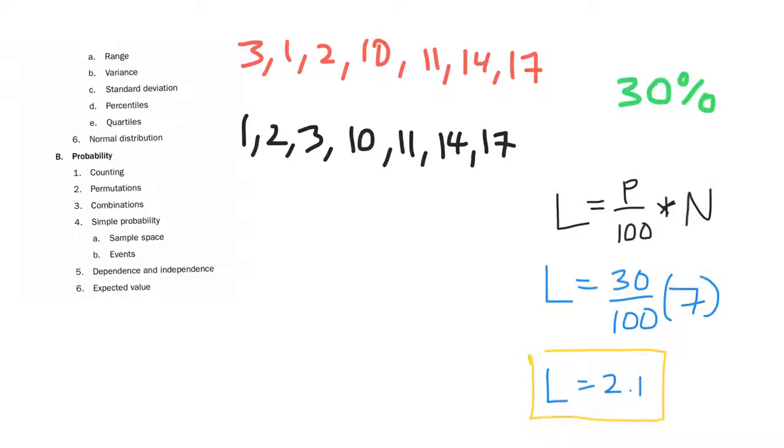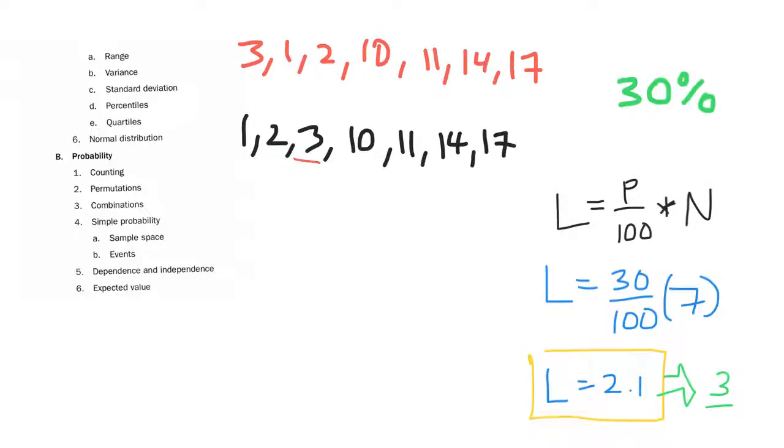Now here's the deal. If you end up with a decimal number like 2.1, you then round it up. Okay, so this would get rounded up to 3. All right? So that's the rule of thumb. If you end up with a decimal, you round it up. And that tells you how many spaces to move in order to find your locator. And that's 1, 2, and 3.